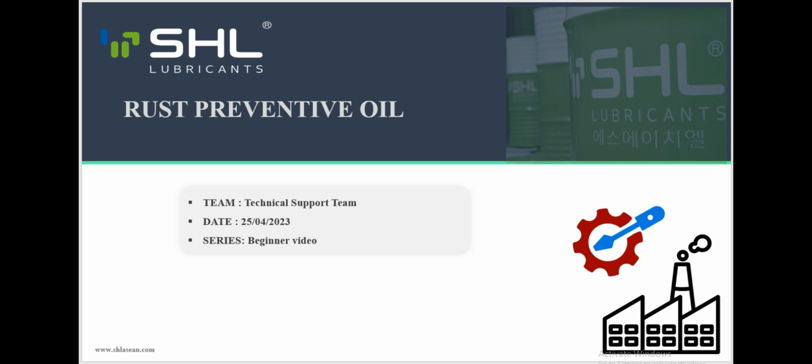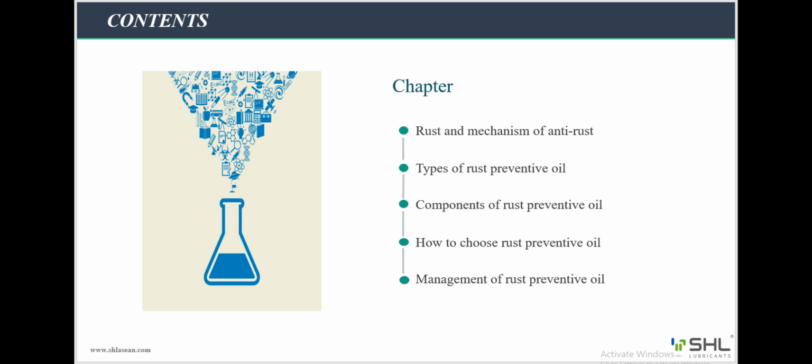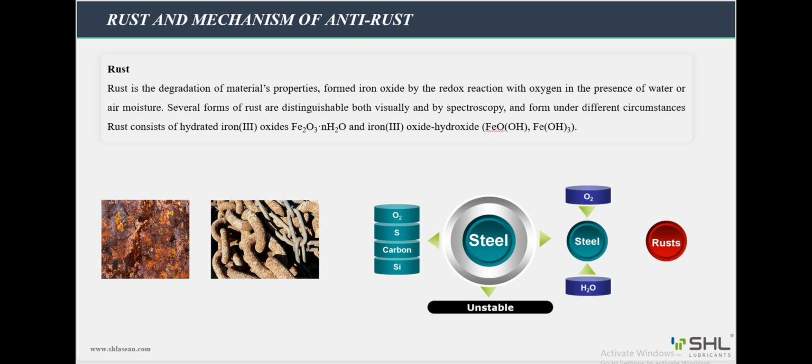Today's content we want to introduce to everyone is rust preventive oil. The presentation includes the following sections: rust and mechanism of anti-rust, types of rust preventive oil, components of rust preventive oil, how to choose rust preventive oil, and the last is management of rust preventive oil. Now, let's go to the first part.